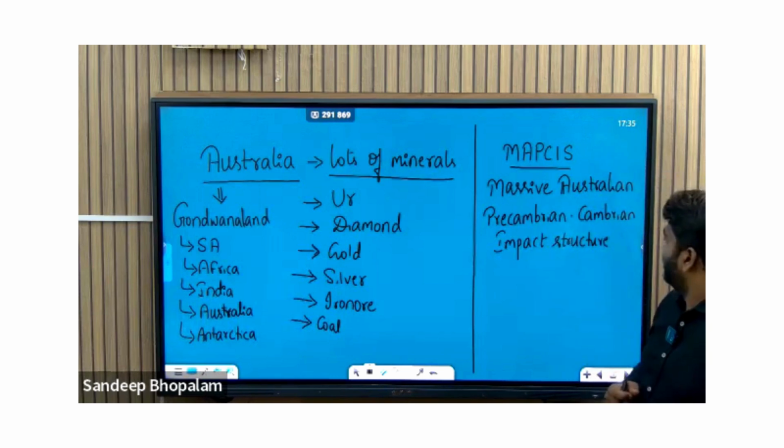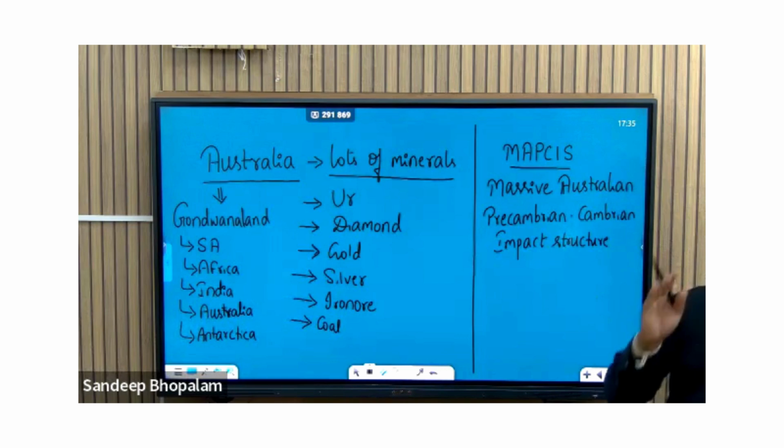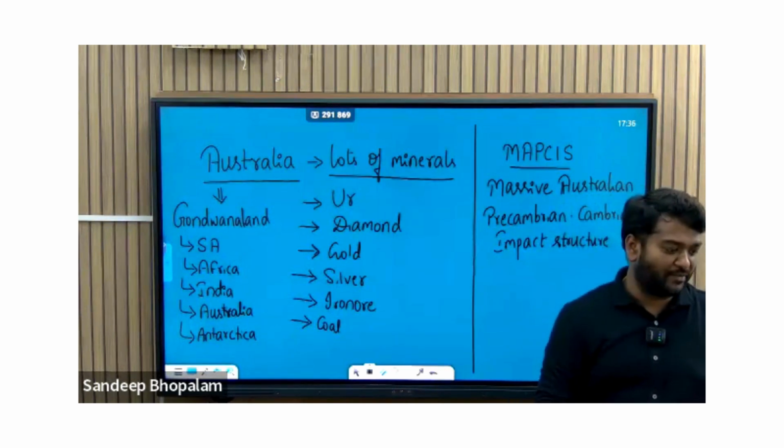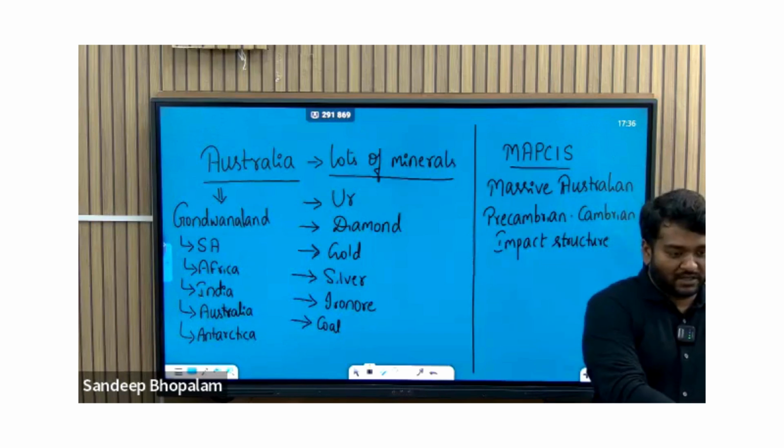Where was it found? It was found in Australia. Okay, this is very, very important. Now, the next most important issue that we need to know is about Russia-Ukraine. As you are aware, the Russia-Ukraine war is going on.